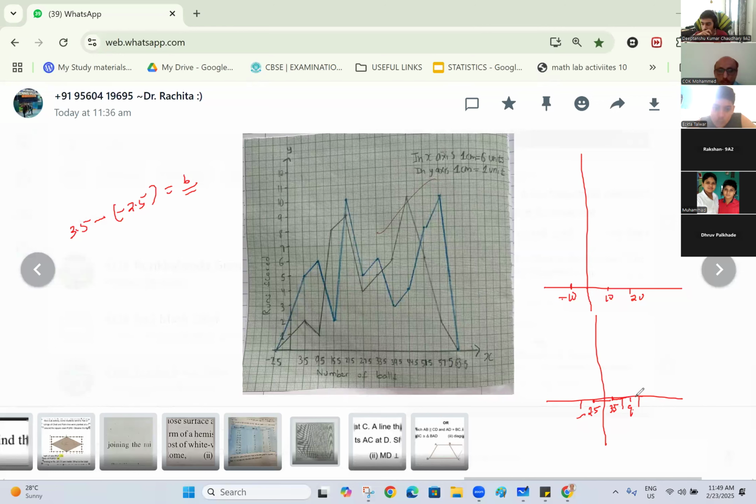Understood? You should have marked negative 2.5 here, this is 3.5, this is 9.5, this is 15.5, this is 21.5, like that. So 1 unit is this one, 0.5 to 1.5 is 1 unit. That is 6. Clear? Yes sir, understood.